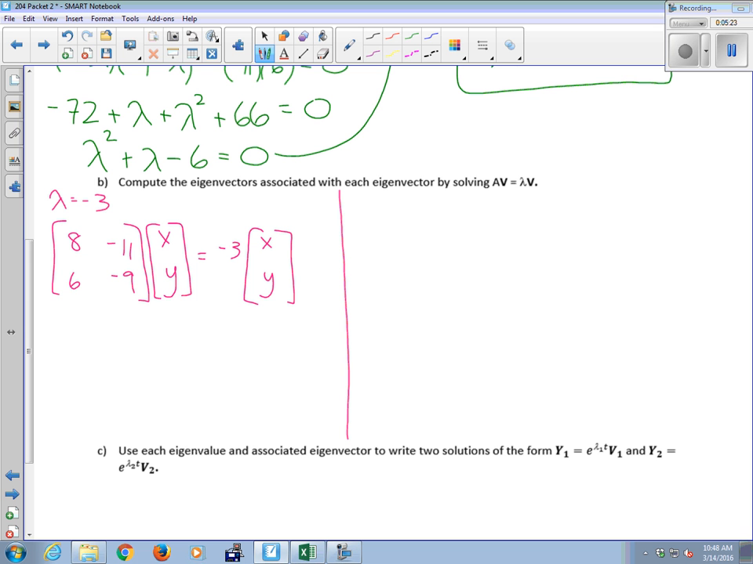So just to remind you how it works, you dot product each row with each column, and that gives you the first component, or your first equation. So I'm going to have 8x minus 11y is negative 3x. That's one equation. And then my other equation is going to be 6x minus 9y equals negative 3y.